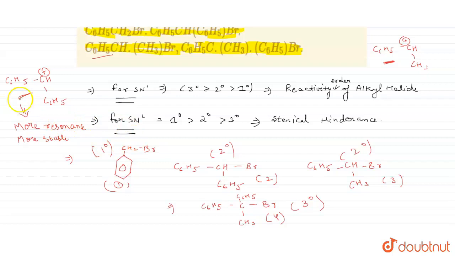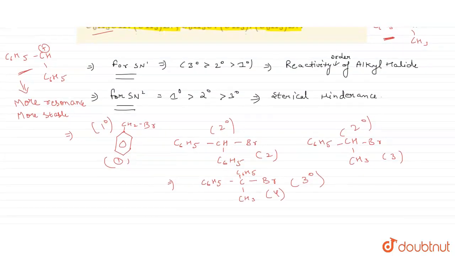So this alkyl halide, that is the second alkyl halide, will be more reactive, because the reactivity of an alkyl halide depends on the stability of the carbocation. The more stable the carbocation, the more reactive the alkyl halide. As you can see, a more stable carbocation is formed in this one, so this will be the more reactive alkyl halide. So now let us find the order of SN1.